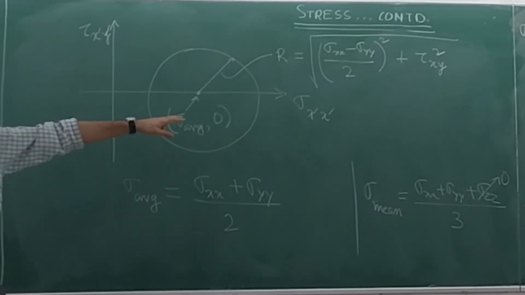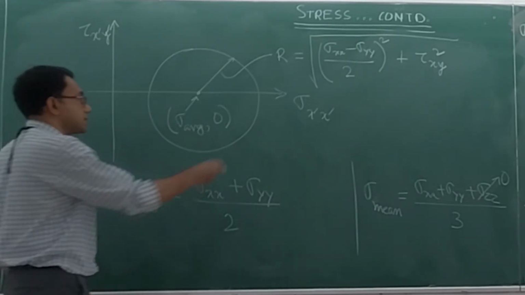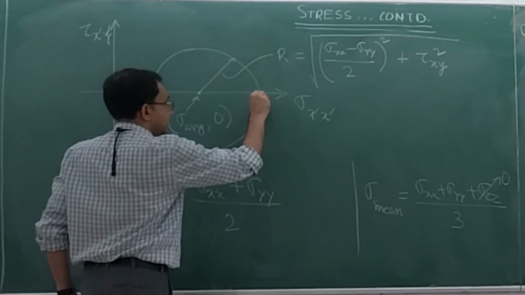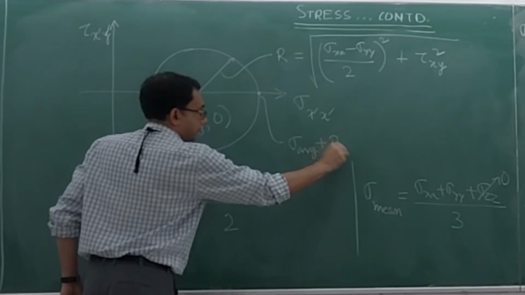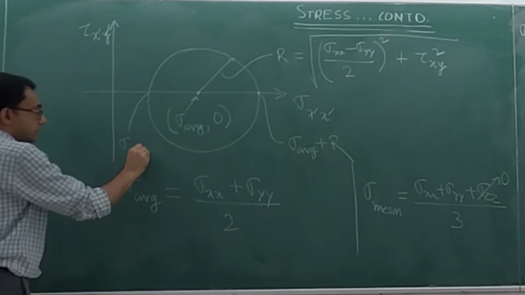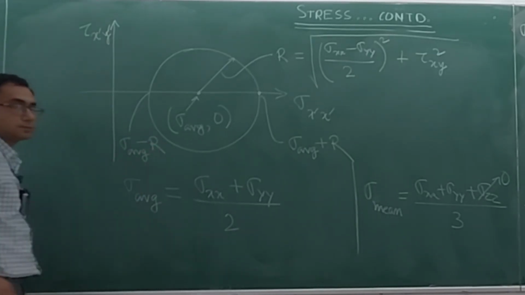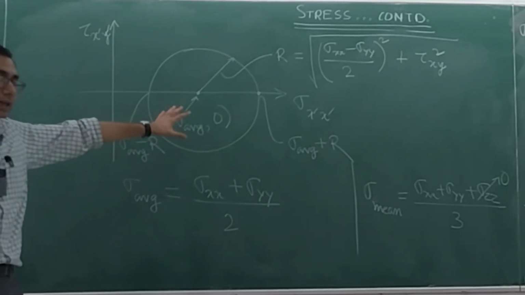Sigma average plus R. And what is the minimum possible value? So sigma average plus R is here. Okay, so this is the maximum thing. So this is sigma average plus R. And this thing over here, this is sigma average minus R. Very nice. But suppose I ask you that from this diagram, it is very nice.